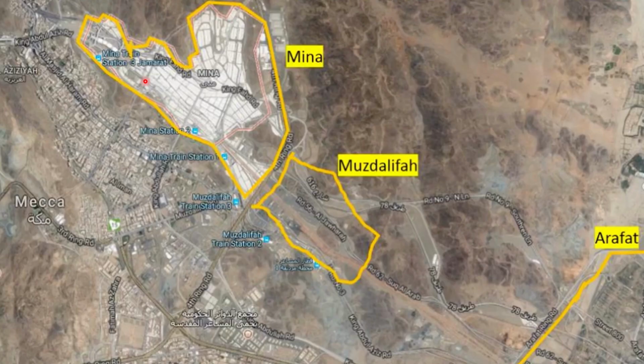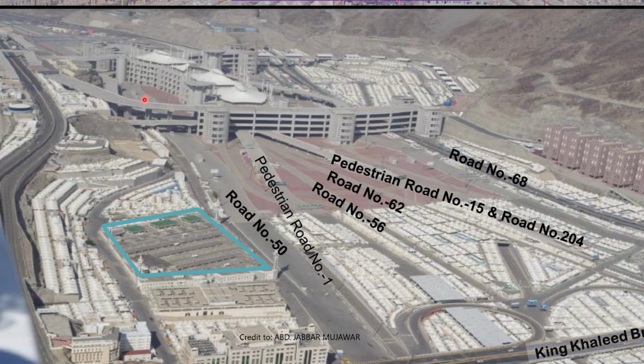So this is just to show the map. This is Mina, this is approximately Muzdalifah and Arafat. Some of the Mina camps now actually reside within Muzdalifah, which is called the new Mina. Again, here is another actual picture. These are all pedestrian roads. You don't need to memorize them, but have an image in your mind of what you are going to be facing, so that you remember once you are going.